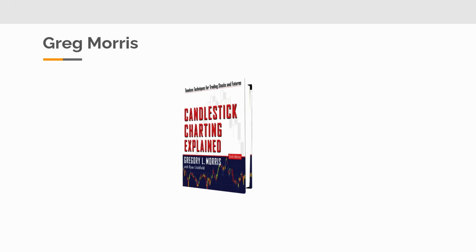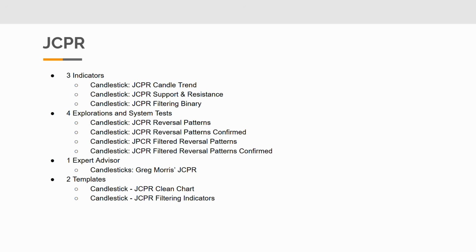And you can see his book here, Candlestick Charting Explained. And a lot of what you get in the book is built right into MetaStock through the research that he did. So here's what's included in it. First of all, you get 3 indicators. You get the candle trend indicator, which helps measure the trend and the strength of the trend of whatever you're looking at right on your chart.